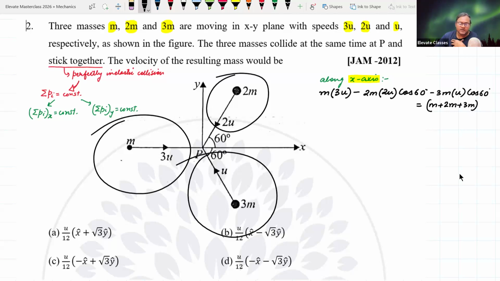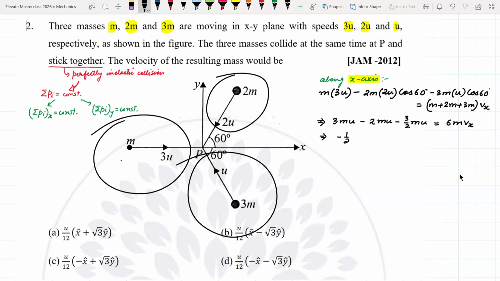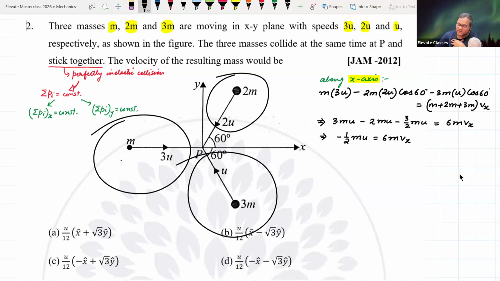I don't know what the final mass velocity component is. Let me call it vx. Fine. So this equation simplifies to 3mu minus 4mu cos 60. Cos 60 will be half, so this becomes 2mu minus 3mu cos 60, which is half, so you will end up getting 3 by 2 mu equal to 6m vx. So therefore this becomes 3 minus 2 is 1 mu, 1 mu minus 3 by 2 is 2 minus 3, minus half mu is equal to 6m vx. Here m and m get cancelled, and you end up getting vx is equal to minus 1 upon 12 u.